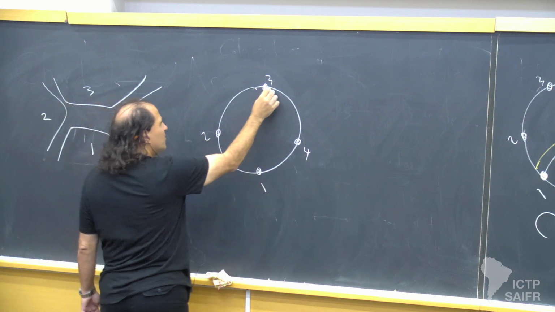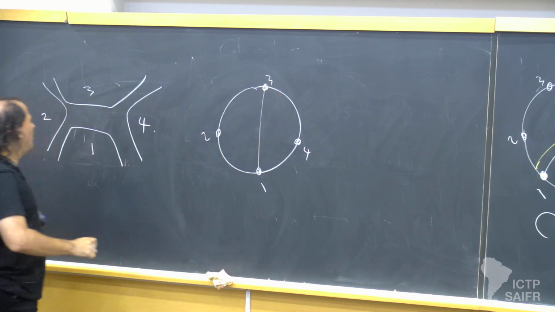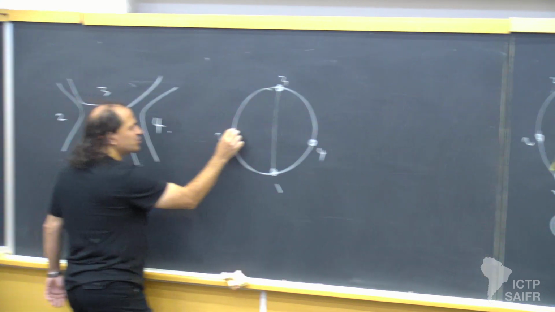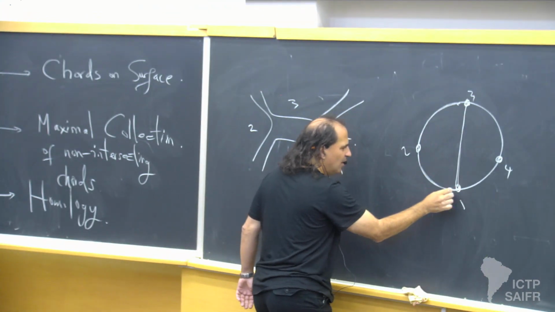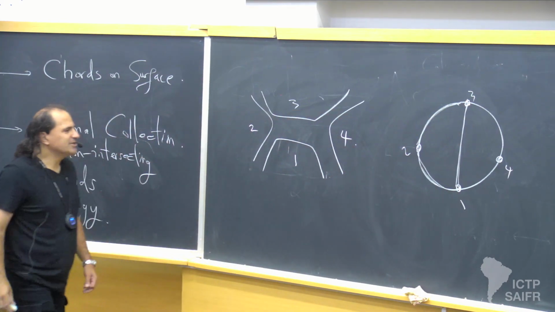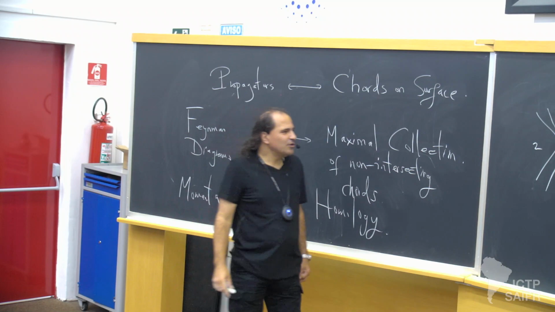Okay? What do the chords look like in this picture? So what does 1, 3 or 1, 2 look like? So this triangle, maybe I should have said this before. Let's look at this triangle, this standard triangle that I'm drawing on the surface. What does that look like on the fact graph?